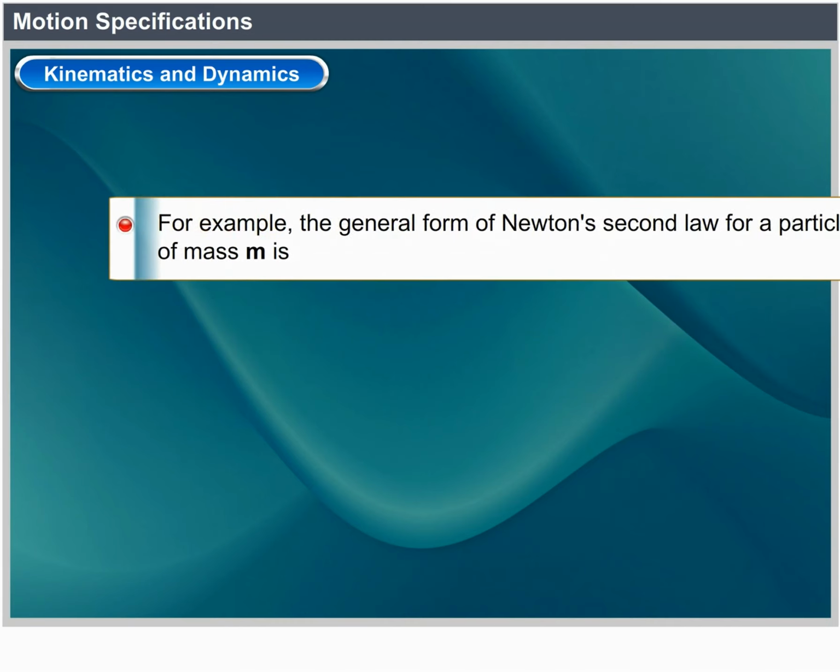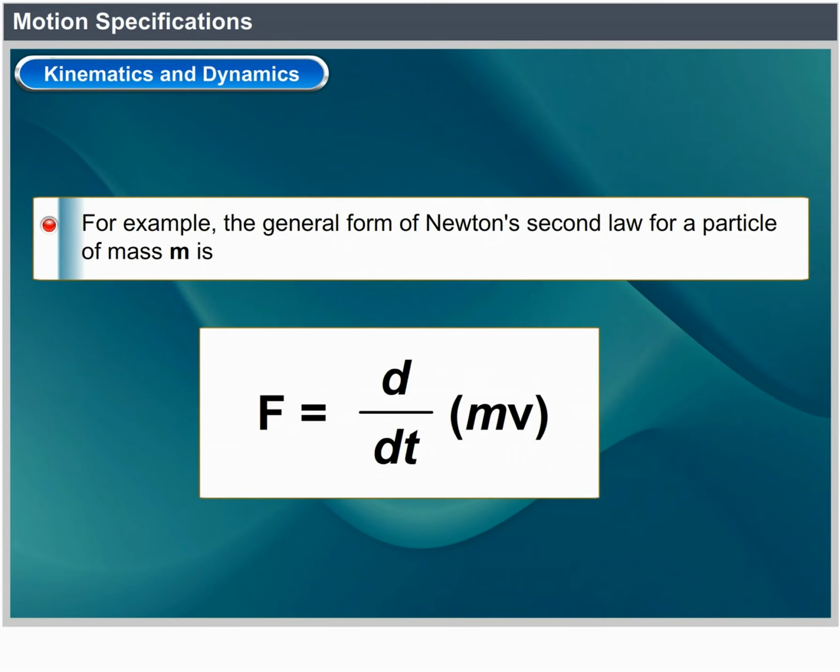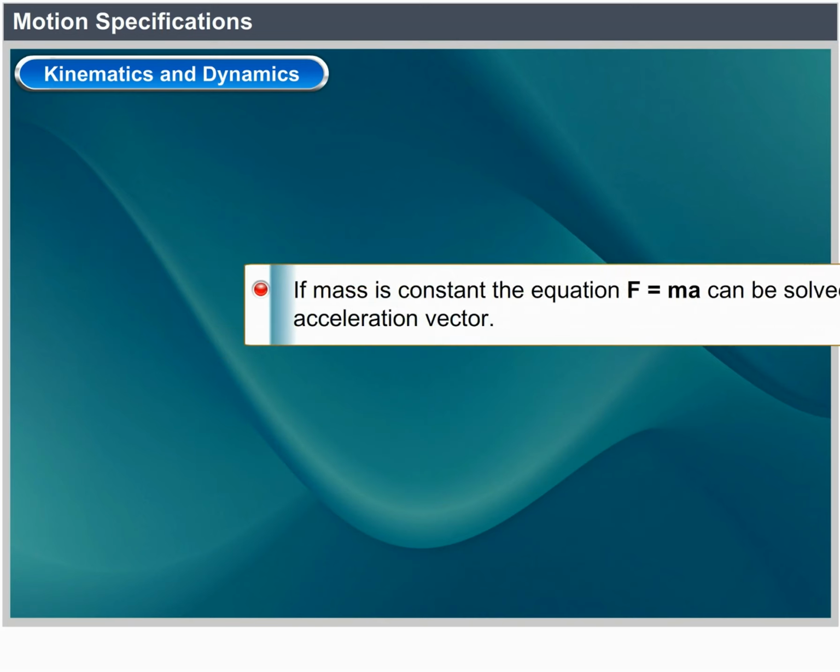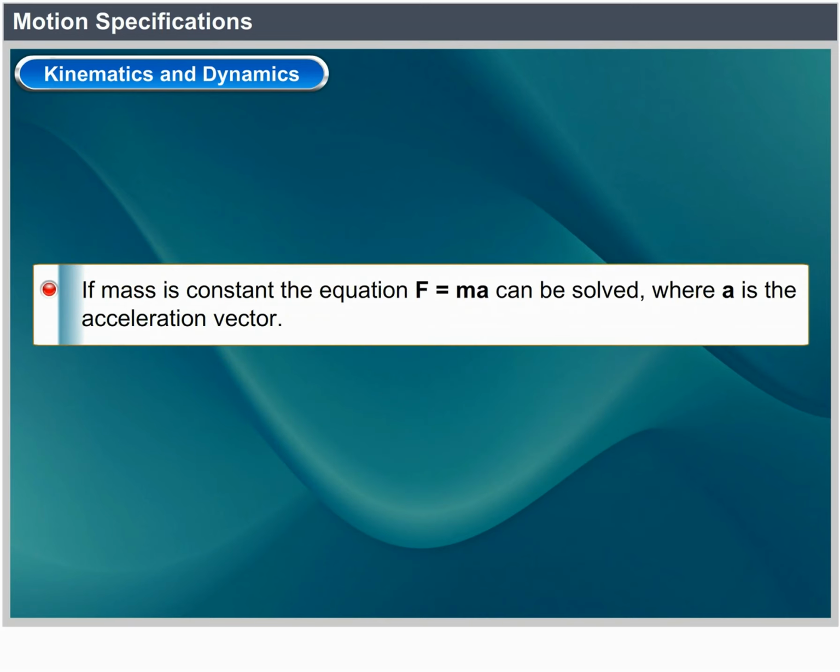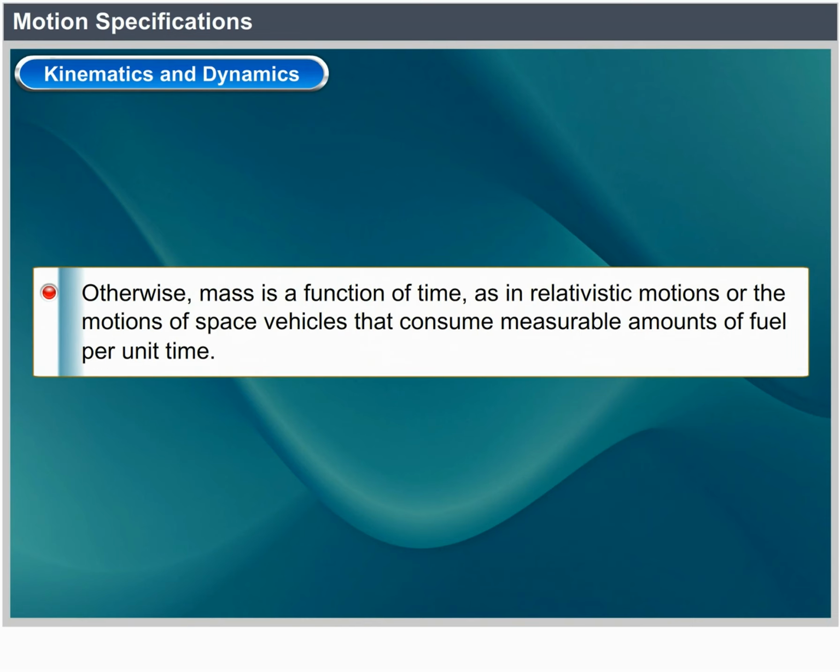For example, the general form of Newton's second law for a particle of mass m is F equals d by dt of mv, with F as the force vector and v as the velocity vector. If mass is constant, we solve the equation F equals ma, where a is the acceleration vector. Otherwise, mass is a function of time, as in relativistic motion or the motions of space vehicles that consume measurable amounts of fuel per unit of time.